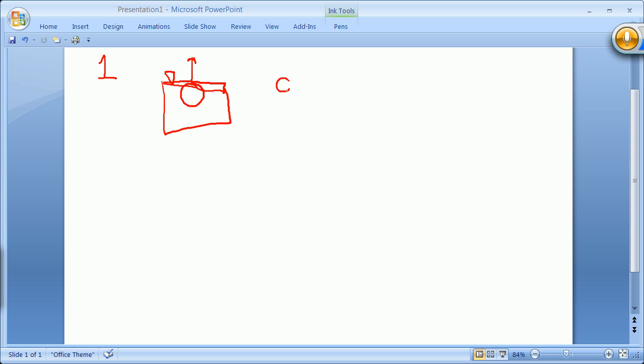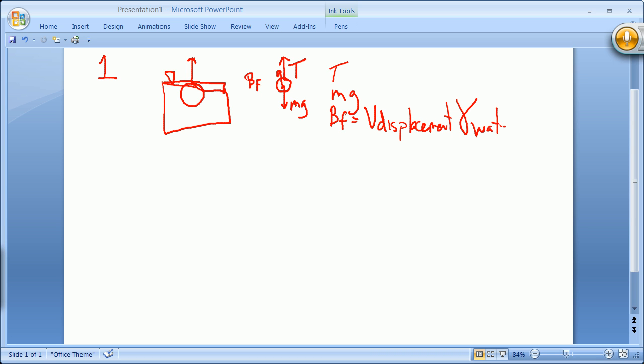And what does the free body diagram look like? What is touching it? Tension. What is quote-unquote touching it? Weight. And what is touching it up, going this way, is the buoyant force. Tension is what you measure. Weight can be measured by knowing the mass, and the buoyant force equals the volume of displacement times the unit weight of the water. That's a form of problem that you can then do a couple of riffs on.